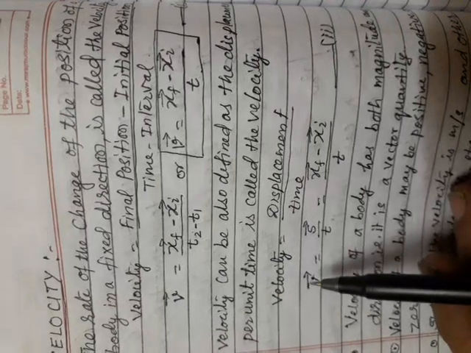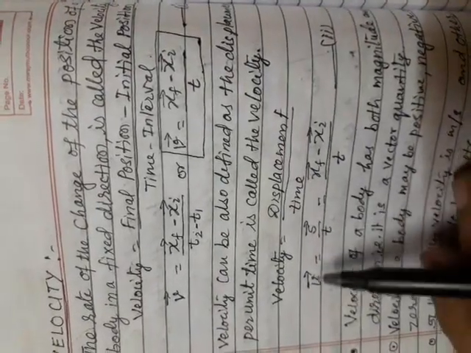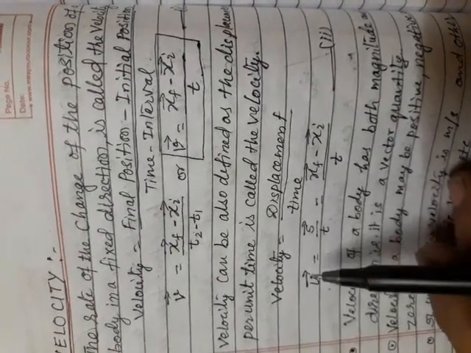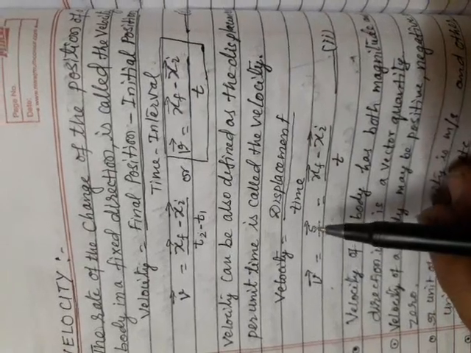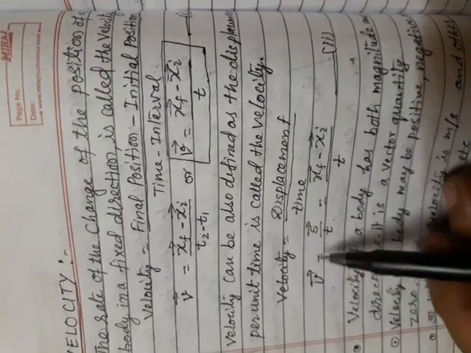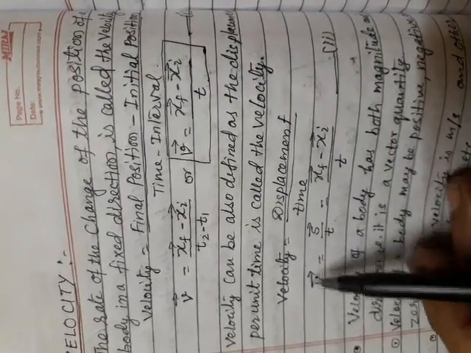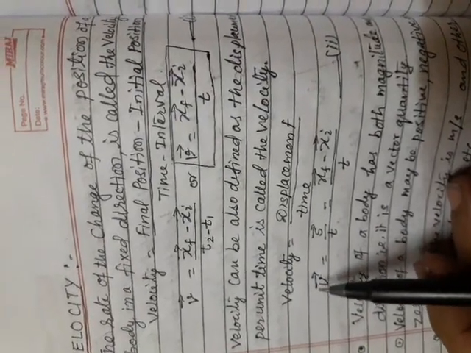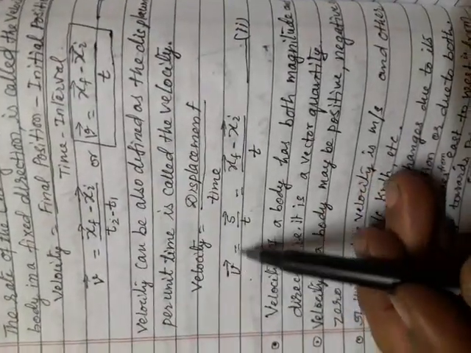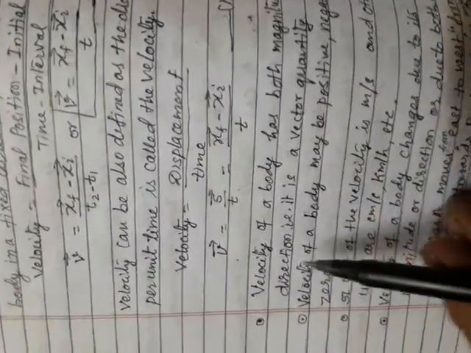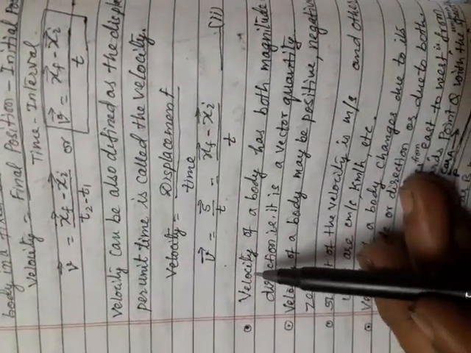Here the arrow is put on v and s both. This arrow shows that these are vector quantities, that is they have magnitude as well as direction. Generally, we do not represent velocity with an arrow, but if it is expressed in vector notation, then it is compulsory to put the arrow mark. So you see that v equals s by t equals xf minus xi by t. Now there are some features of velocity.